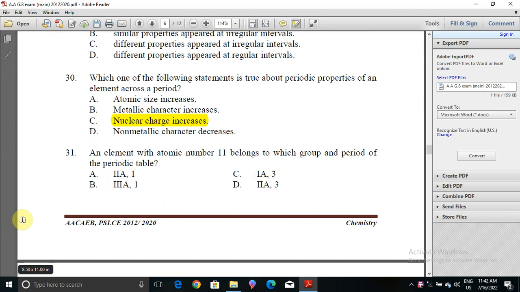Now in question number 31, an element with atomic number 11 belongs to which group and period of the periodic table? First of all, 11, we have 2, 8, 1, so that means valence number 1, group 1, and period 3, because it's 1, 2, 3.